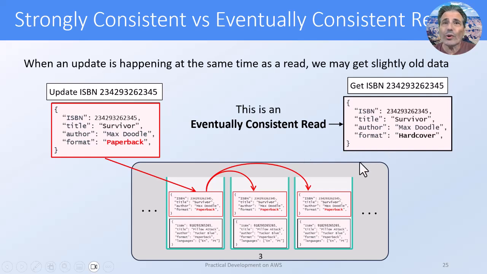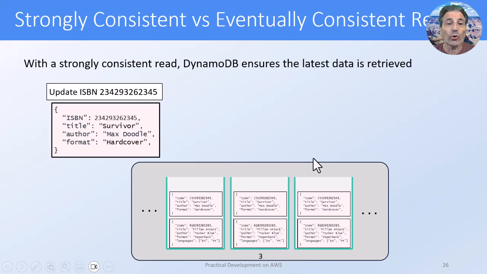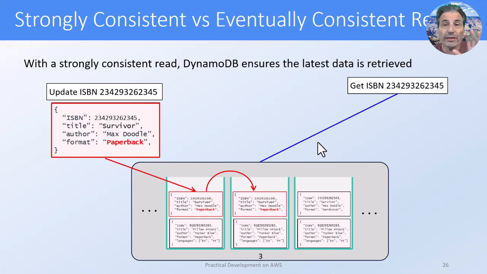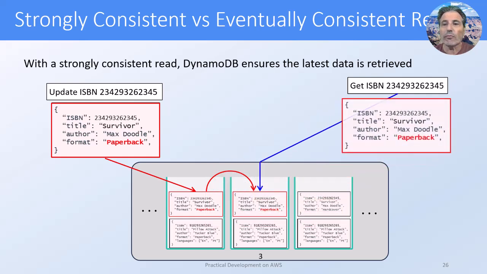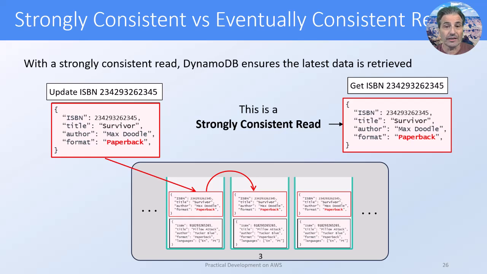Now, that may be okay in 99% of the cases, but if you're doing financial type calculations, things that you absolutely must have the latest and greatest, well, AWS is going to support strongly consistent reads. And what those are, well, when I do my update over here, when I get to this point that a query comes in, if I'm doing a strongly consistent read, DynamoDB is going to say, hold on, let me take a look. Who has the latest data? Okay, I'm going to get it from over here because I know that's the latest one.